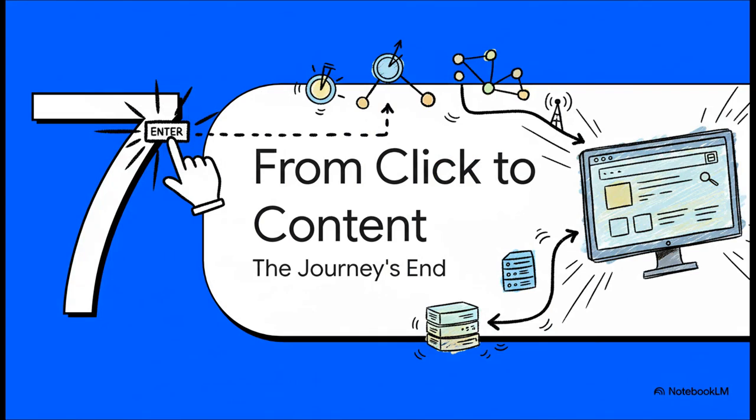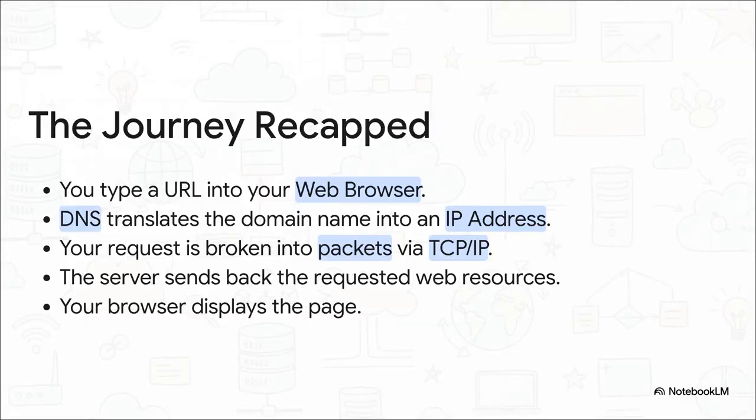So now let's put all of these pieces together. Let's recap that entire amazing journey, from the moment your finger hits enter, all the way to the content appearing right there on your screen. So let's run through it one more time. You type a URL into your browser. DNS translates that name into a number, an IP address. Your request gets broken into little packets and sent through the network using TCP/IP. The server gets those packets and sends the web page back to you, also in packets. And finally, your browser catches everything, puts it all back together, and displays the page.